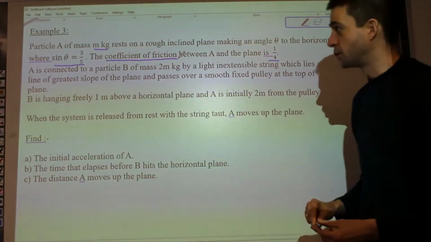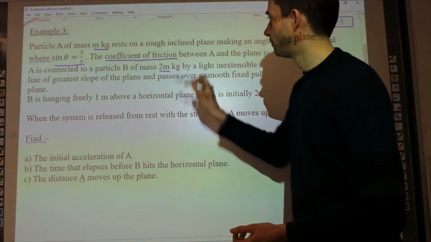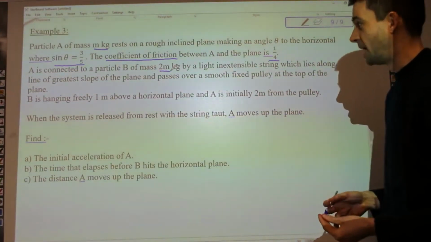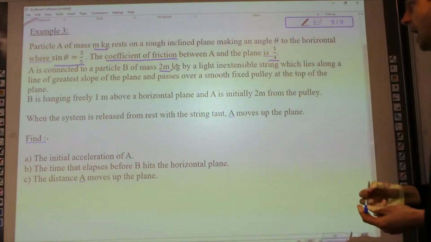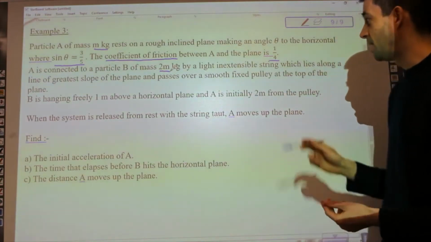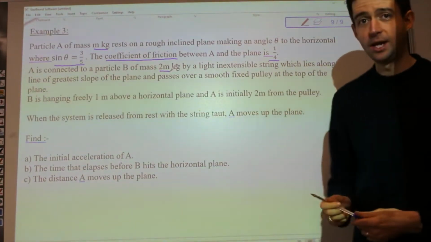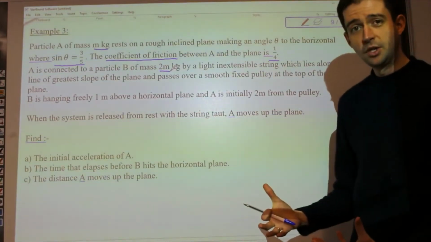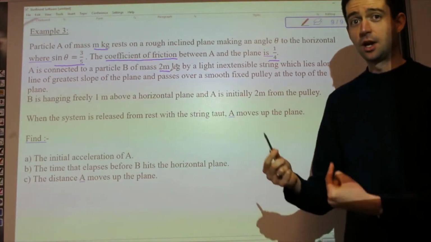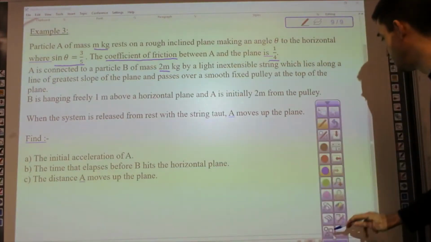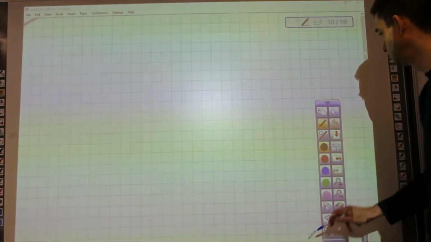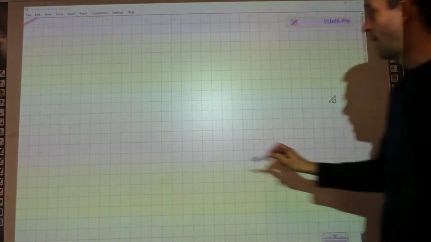A is connected to a particle B of mass 2m by a light inextensible string which lies along a line of greatest slope of the plane and passes over a smooth fixed pulley at the top of the plane. B is hanging freely 1 metre above the horizontal plane and A is initially 2 metres from the pulley. So similar scenario to what we always have, with a bit of extra information and some more things that at this stage are unknown. So as we always do with mechanics, we start off by drawing a nice big diagram and labelling everything we know about the system.